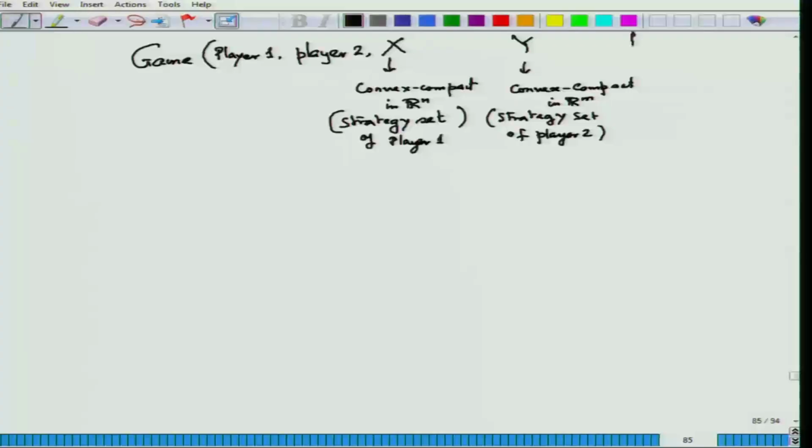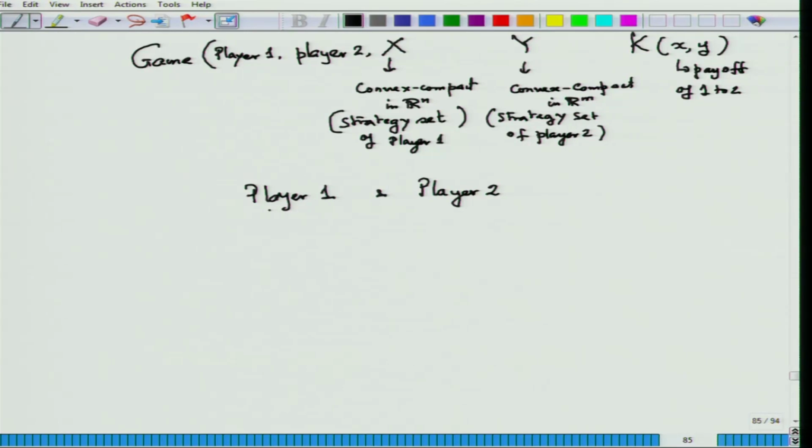So, given a strategy x in X and a strategy y of player 2 in Y, this is the payoff of 1 to 2. So, basically I can write this as: player 1 has a strategy set X, player 2 has strategy set Y.